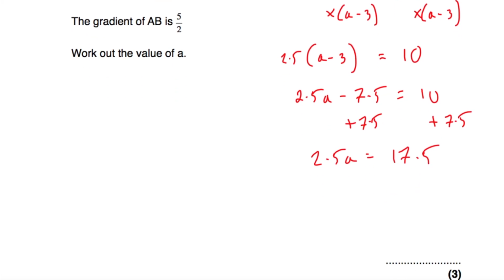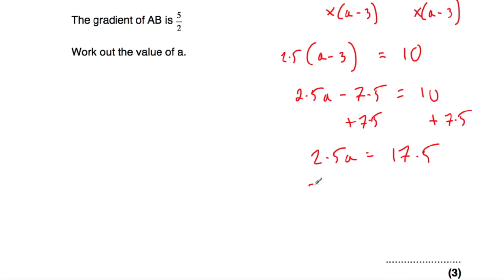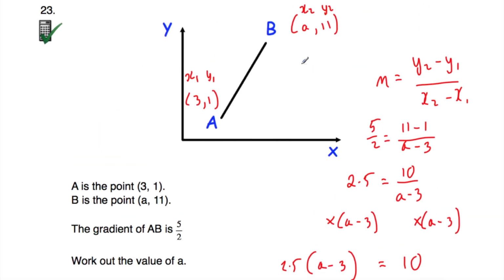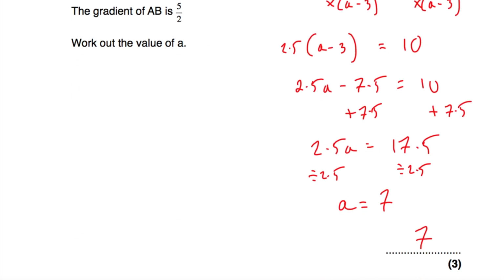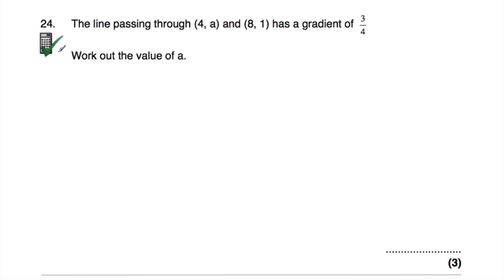Okay, we're almost there. We want to get rid of this multiply by 2.5, so we're going to divide by 2.5 and divide by 2.5. 2.5a divided by 2.5 will just leave us with a, and 17.5 divided by 2.5 is equal to 7. So a is equal to 7, and that's it. We've found out what a is. So little a, that x coordinate of the point B, is equal to 7. And that's it. Okay, let's look at our next question, question number 24.